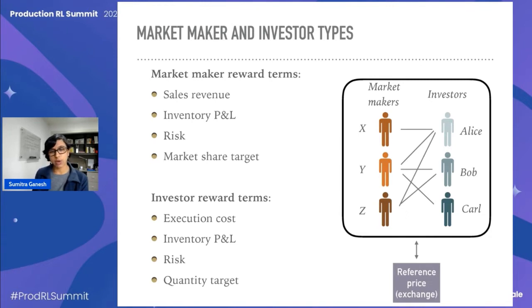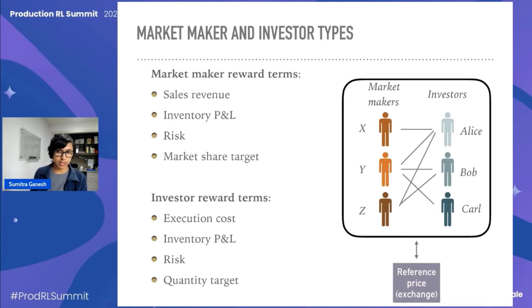Similarly, you could have different types of investors. So let's say Alice is a day trader and she cares about maximizing her inventory P&L and minimizing her execution cost. And she doesn't care much about risk and meeting some quantity target. Whereas Carl might be a long-term investor, and he cares primarily about executing some target quantity. He has identified, say, 100 shares of IBM. And he's identified this target based on his investment thesis. And that's what he primarily cares about. He cares much less about the shorter term inventory P&L and execution cost.